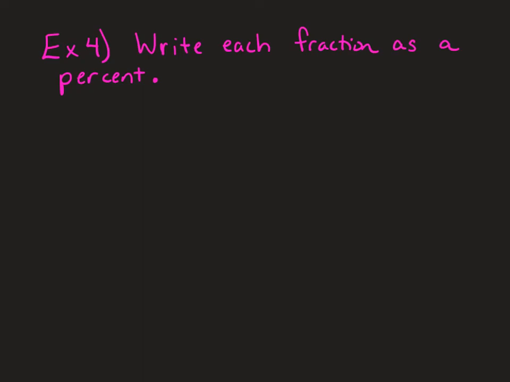Example 4, we're going to write each fraction as a percent. So we have the fraction 4/5. To go from a fraction to a percent, we need a middle step. We need to go to a decimal first, and then we can easily go from a decimal to a percent. So let's start by going from a fraction to a decimal. We would say 4 divided by 5, which comes out to 0.8. We'll move our decimal 2 places to the right, 1, 2, we need a placeholder, and we get 80%.